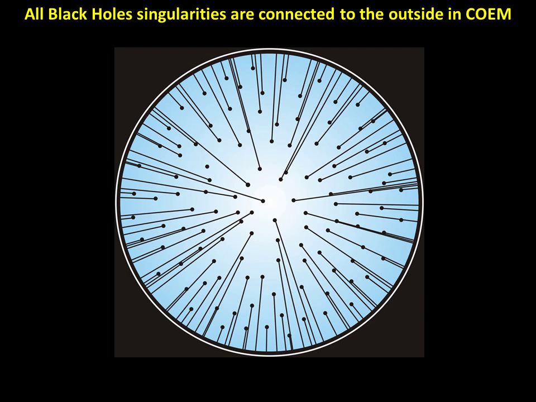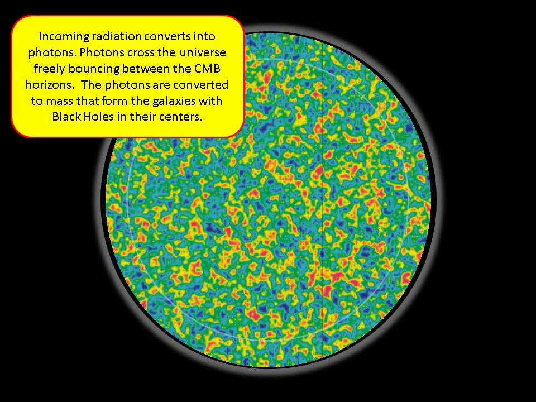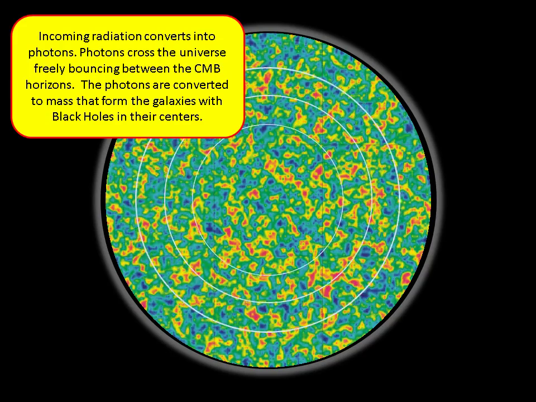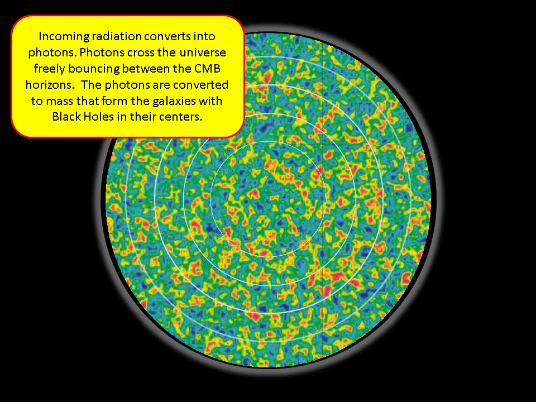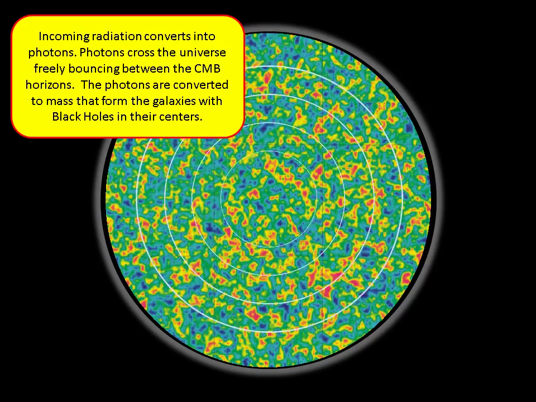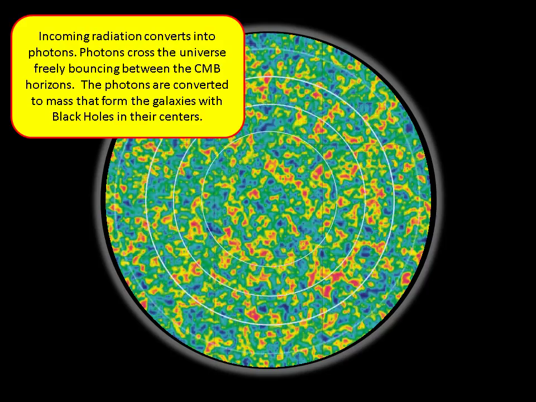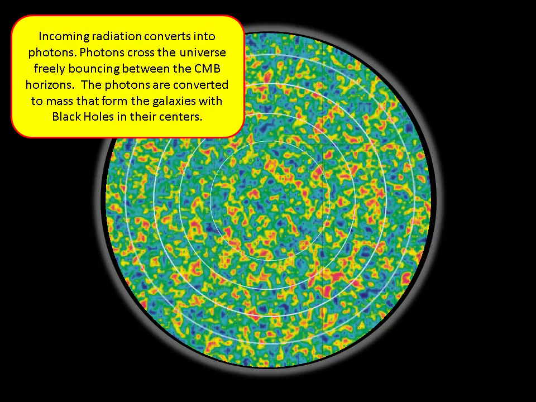Black hole center has no space-time, all matter is converted to outgoing kinetic energy, aggregate state is COEM, inversion in the orbit, force is converted into ingoing kinetic energy in the form of plasma with radiation. Incoming radiation converts into photons. Photons cross the universe freely, bouncing between the cosmic microwave background horizons. The photons are converted to mass that form the galaxies with black holes in their centers.